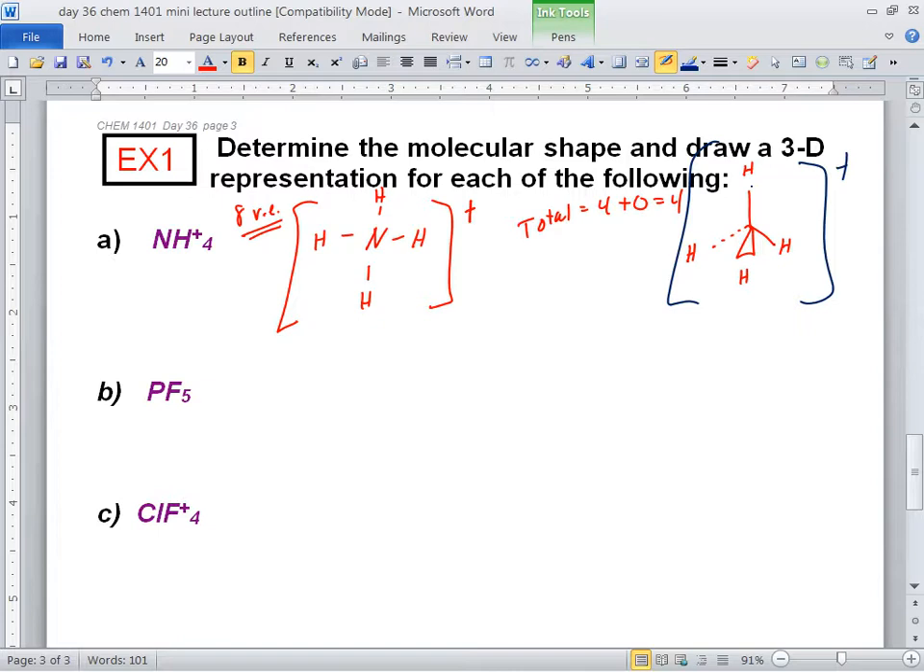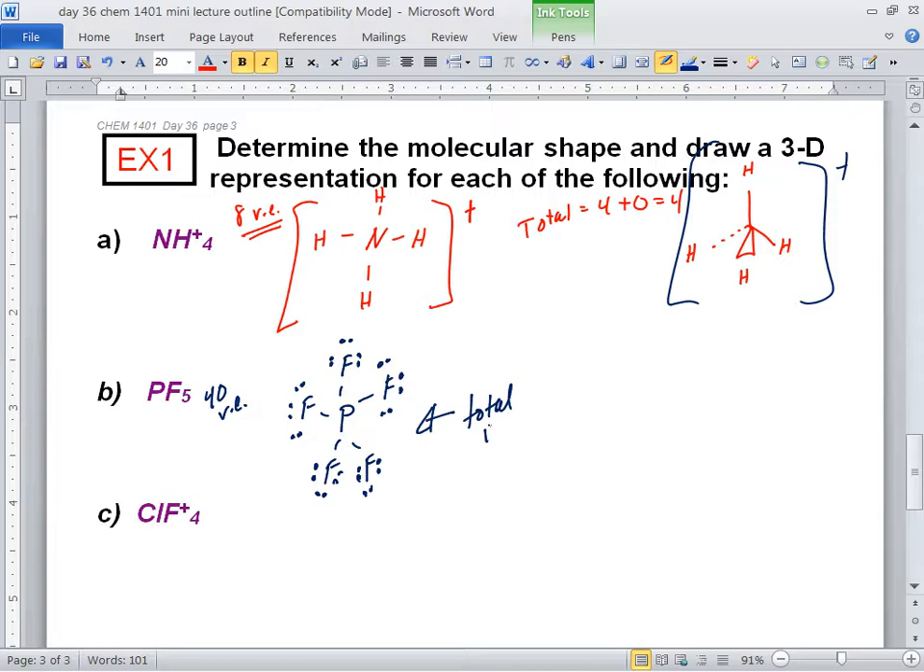Okay. So phosphorus pentafluoride, you've got 40 valence electrons. I think everybody got this. So to draw the shape for 5, that was that one with that T.